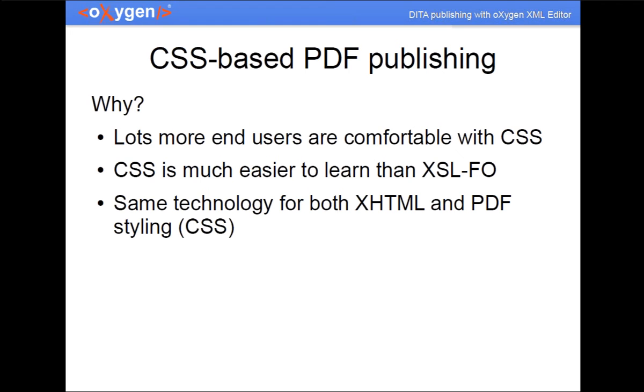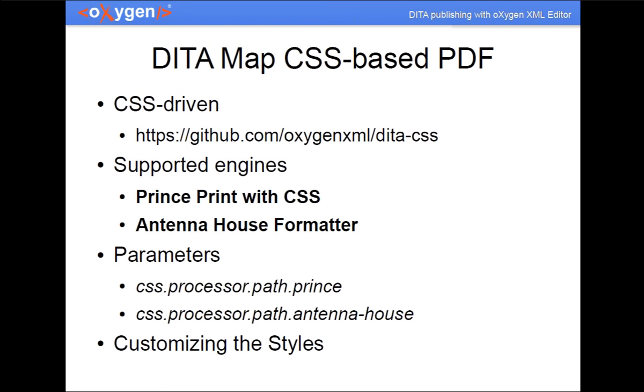So having these in mind, we've developed a DITA Open Toolkit plugin for generating PDF based on CSS. And this plugin is available on GitHub. It is an open source plugin. You can take a look at it, see how we've done it if you're curious. There are two engines that we support, PrinceXML with CSS or Antenna House Formatter. And there are parameters through which you specify which of these two engines is to be used.